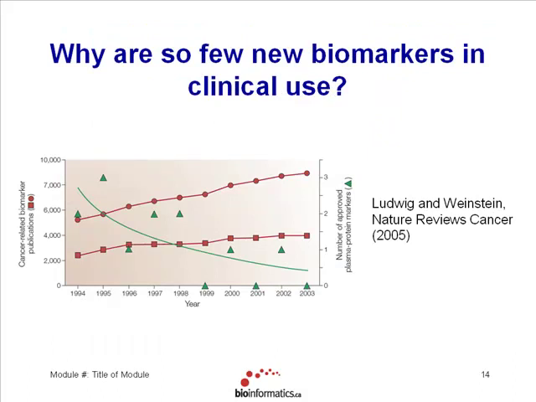So, why are so few new biomarkers in clinical use? I'll put this out to the class. Can anybody give some insight into that, or have some thoughts about why so few? We're generating lots of data. We're making a lot of associations with clinical outcome in these data: genome-wide association studies, gene expression profiling, huge copy number data sets. We're now into sequencing. So we're generating lots of data, and we're finding markers that are associated with outcome, but we have very few markers in clinical practice.